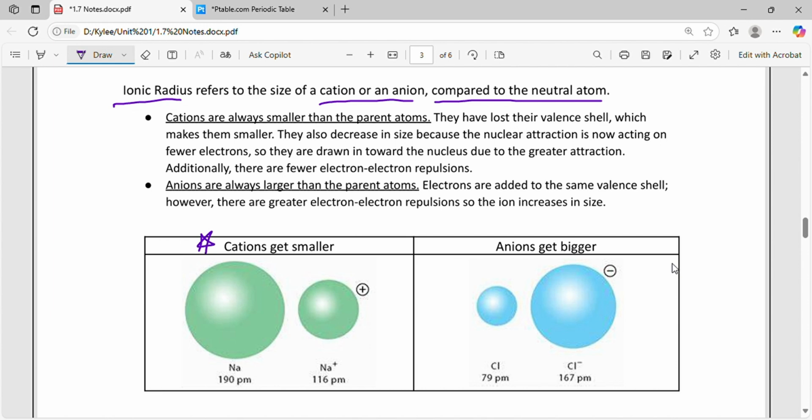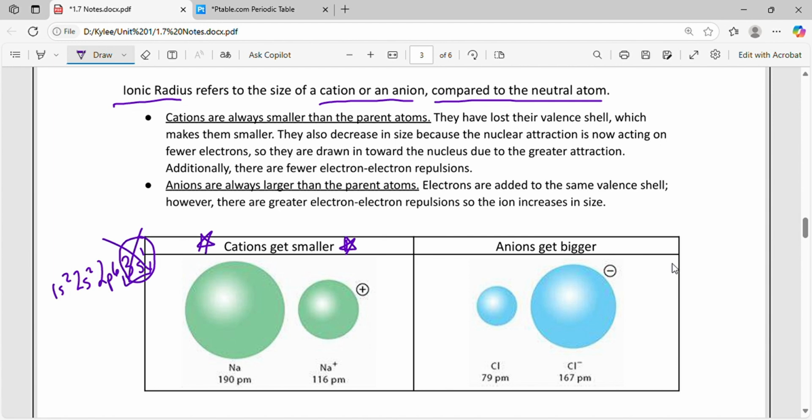And that's because usually when electrons are lost, you're losing an energy level. So if I was to look at the Bohr diagram or the electron configuration for sodium, it would be 1s2, 2s2, 2p6, and then 3s1. Well, if sodium loses 1 electron, that comes from the 3s orbital. So I don't have that third energy level. So cations, if this goes away, then my radius is definitely going to be smaller. So cations always get smaller.